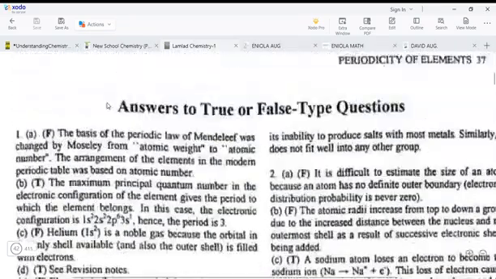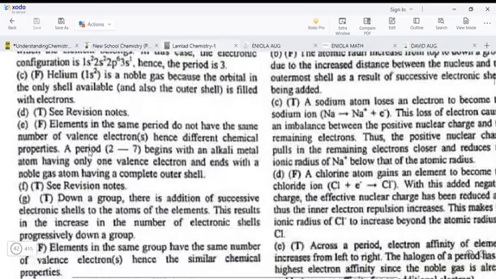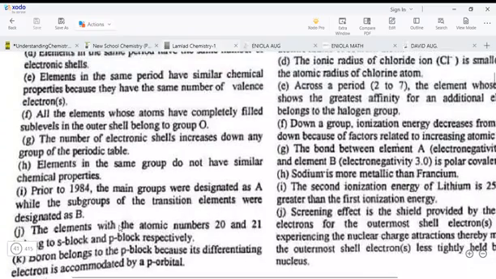So then we move to alphabet H. H says elements in the same group do not have similar chemical properties. That's false. Elements in the same group should have the same number of valence electrons, so they should also have similar chemical properties.